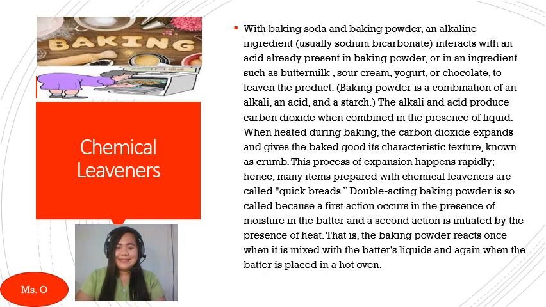This process of expansion happens rapidly. Hence, many items prepared with chemical leaveners are called quick breads. Double-acting baking powder is so called because a first action occurs in the presence of moisture in the batter and a second action is initiated by the presence of heat. That is, the baking powder reacts once when it is mixed with the batter's liquids and again when the batter is placed in a hot oven.